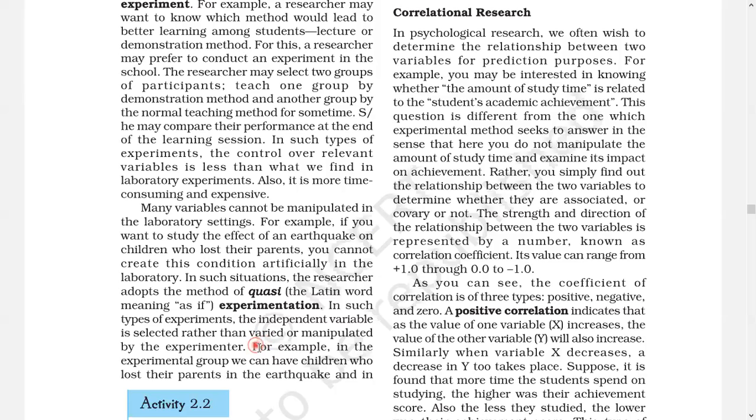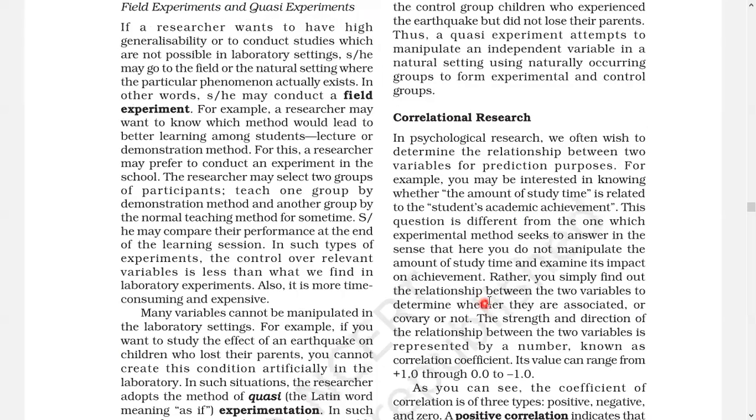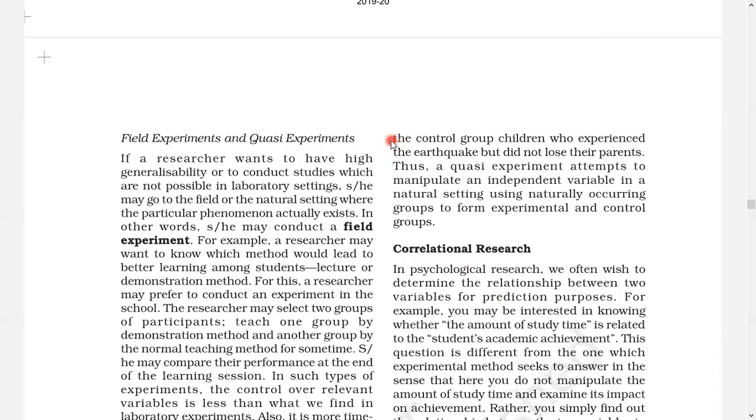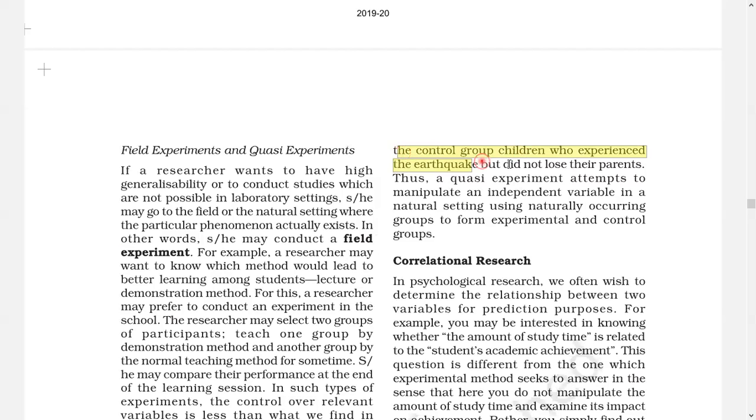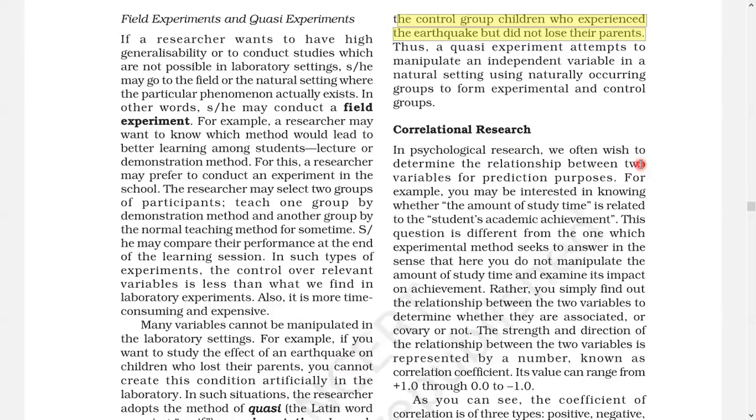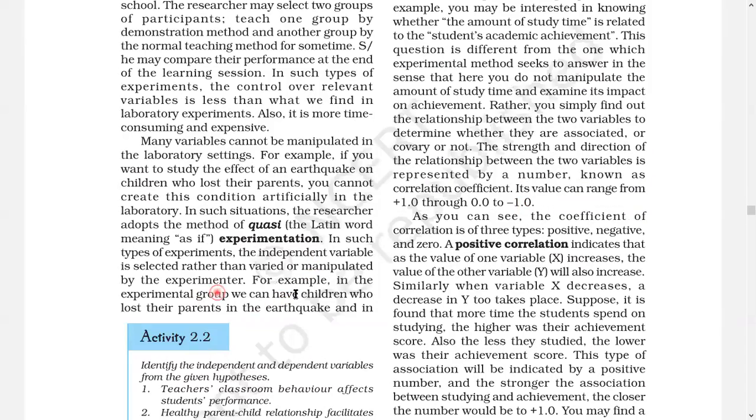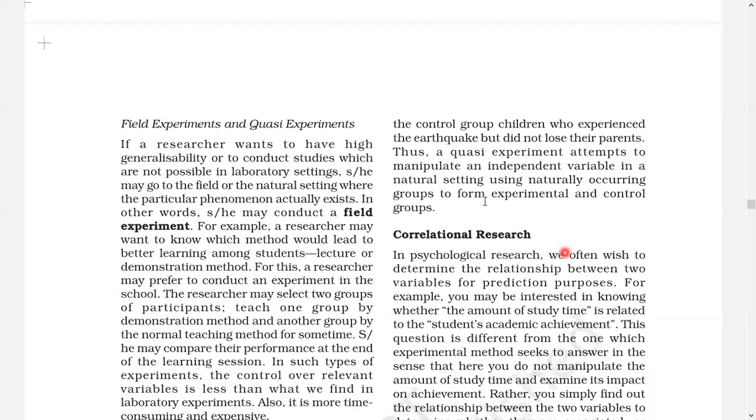Particularly here, they have taken the earthquake. You can take a tsunami as an example. The control group is children who experienced the earthquake but did not lose their parents, and there can be another, experimental group of children who lost their parents. In the experimental and control group, they have taken two things. In such a way, this is called a quasi experiment, where you cannot create the environment in a laboratory and must use the natural conditions.